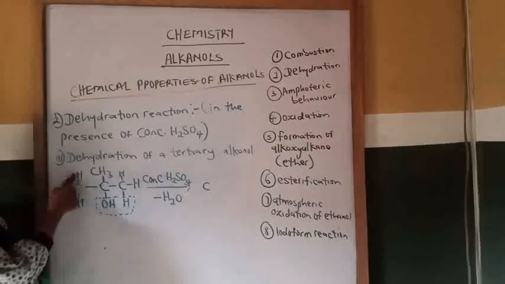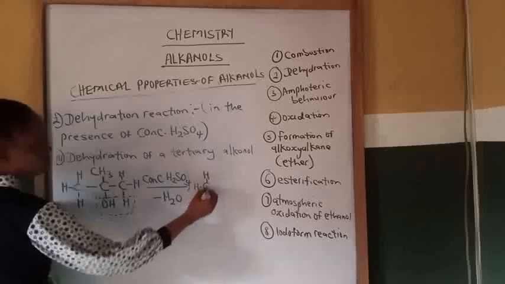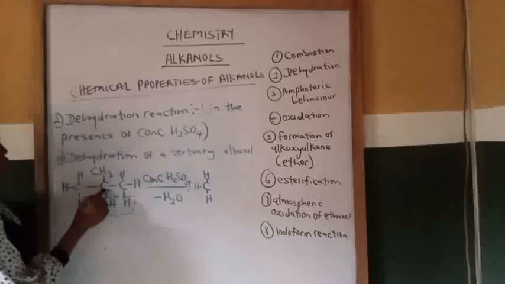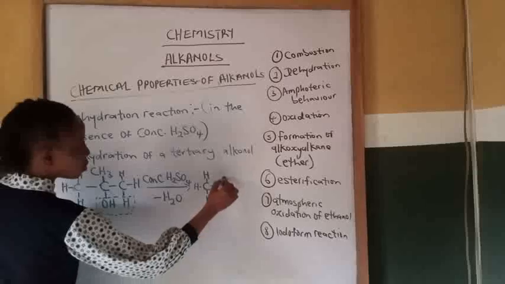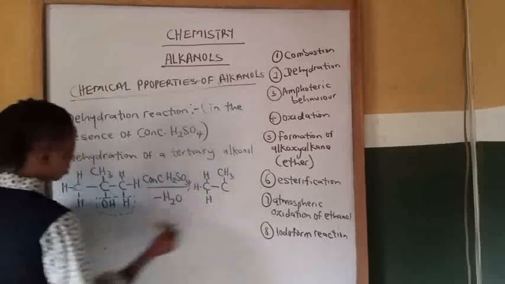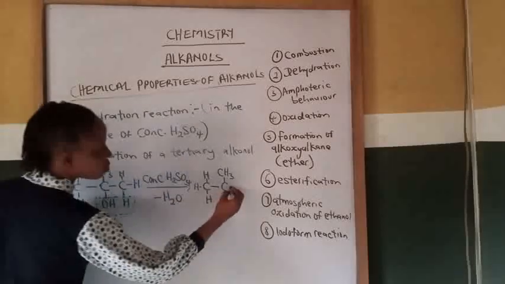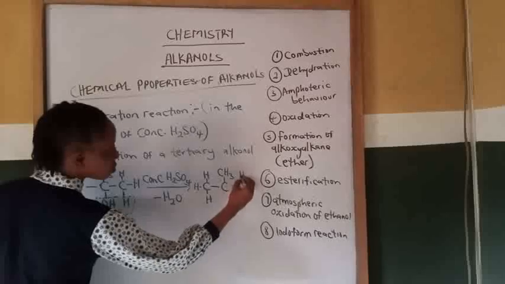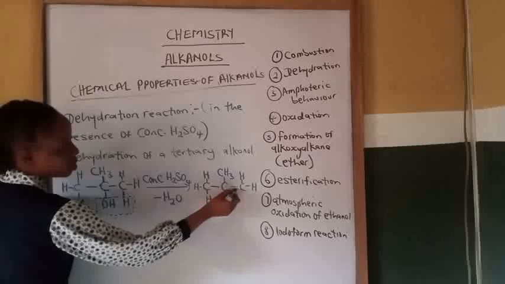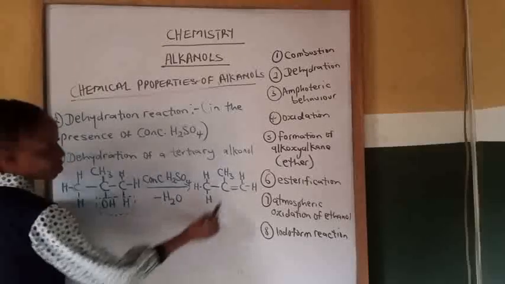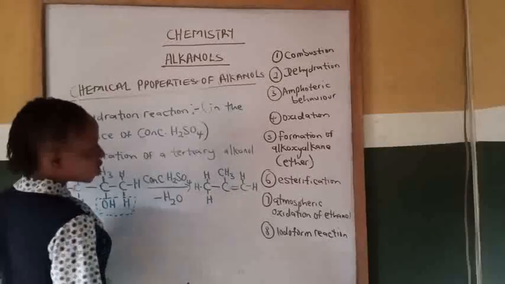The first carbon atom with 3 hydrogen atoms. Then the second carbon atom with CH3, which is an alkyl group. Then the third carbon atom with 2 hydrogen atoms. Now this one needs 1 more chemical bond to balance. So that's 1, 2, 3, 4. So what is the name of this product?